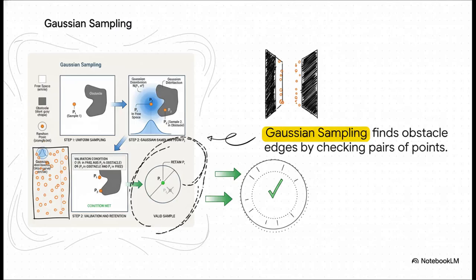First up, we've got Gaussian sampling. The logic here is pretty intuitive. If you're looking for a doorway, you should probably be looking near a wall, right? Well, this method basically mimics that. It samples 2 points that are really close together. If one lands in free space and the other lands inside an obstacle, it keeps the free point. This has the effect of concentrating all the samples right along the boundaries, exactly where you're likely to find a path through a narrow gap.